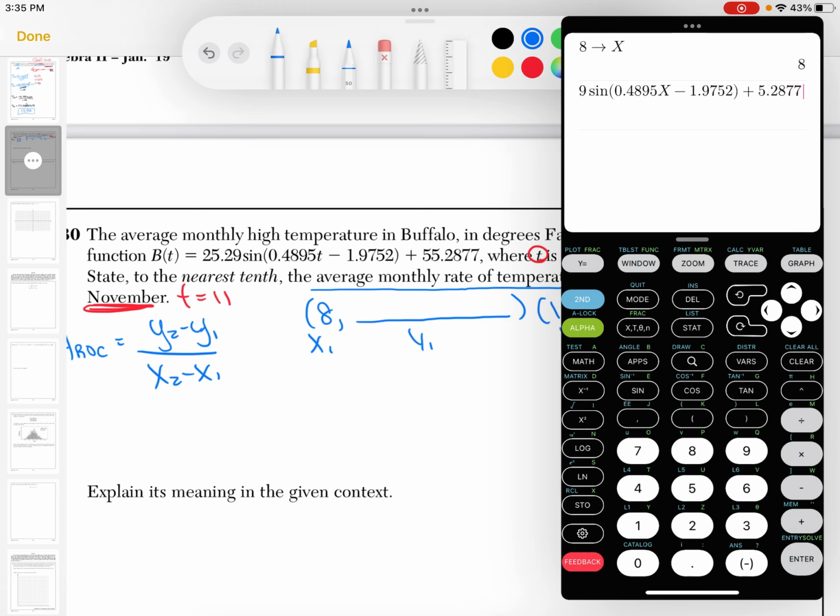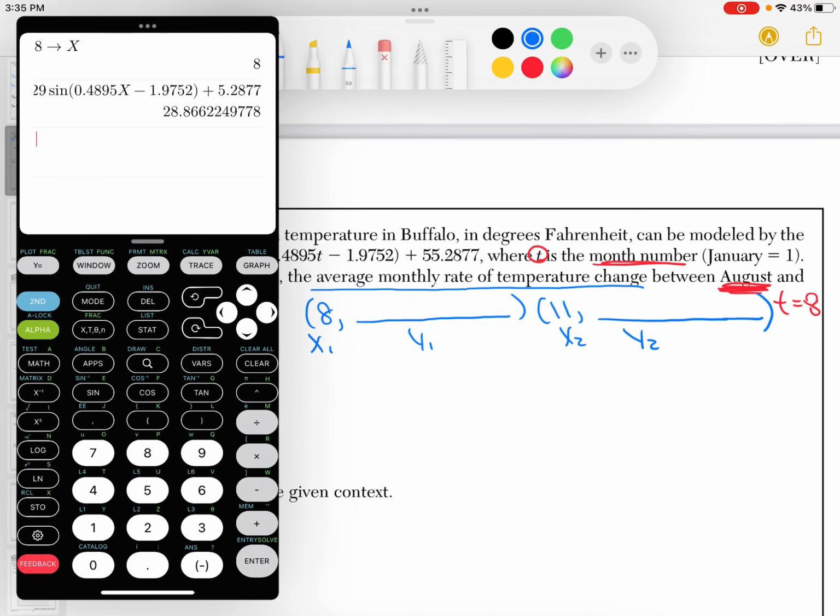Great. Since I typed it in with the x, my calculator is going to plug in the 8 for me, and this is what I get. That's going to be my y1, so it's 28.86622497778. Can you round that early? No, no, no, no. You never ever round a decimal until your last step. As horrible as that is, you can't.